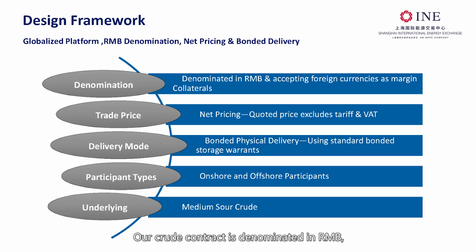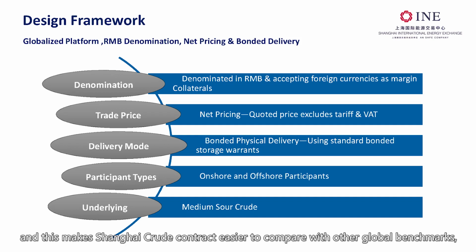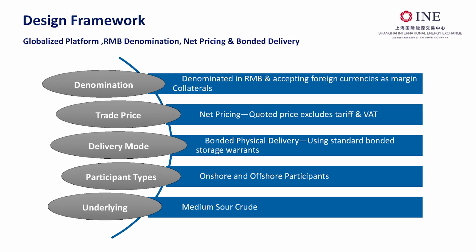Our crude contract is denominated in RMB, and overseas investors can use US dollars as margin collateral. Our contract is a net pricing contract. It means our price is quoted without tariff and value-added tax. This is designed to avoid the influence of changing tax rates on pricing, and this makes the Shanghai crude contract easier to compare with other global benchmarks like WTI and Brent.